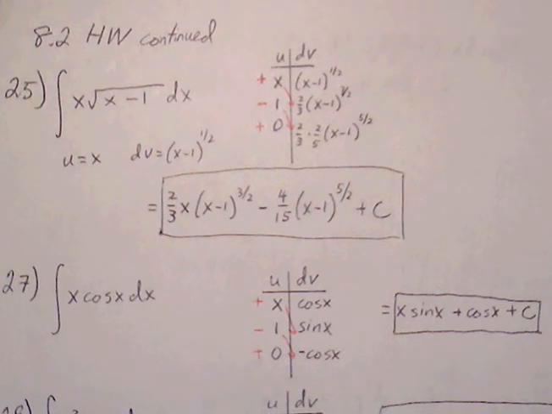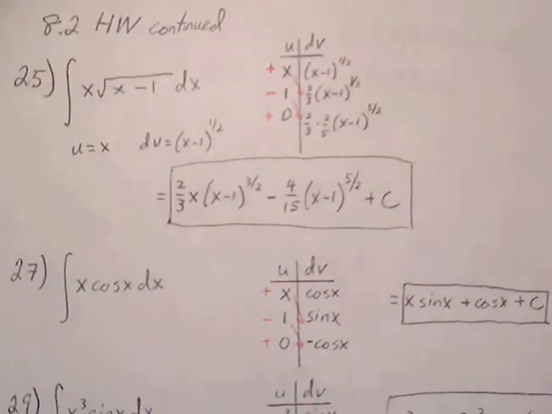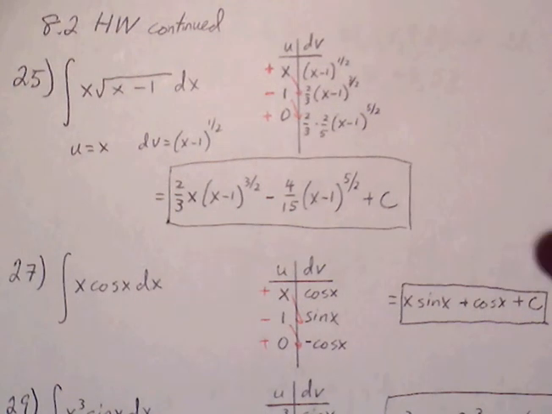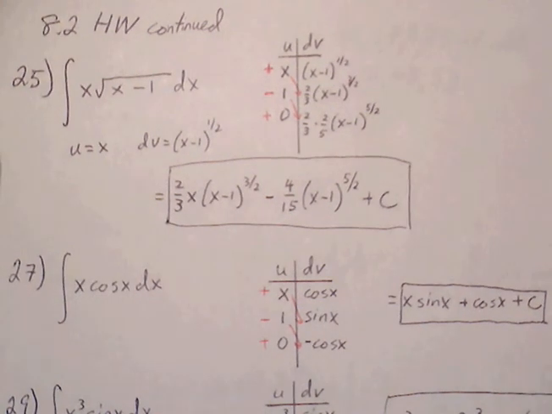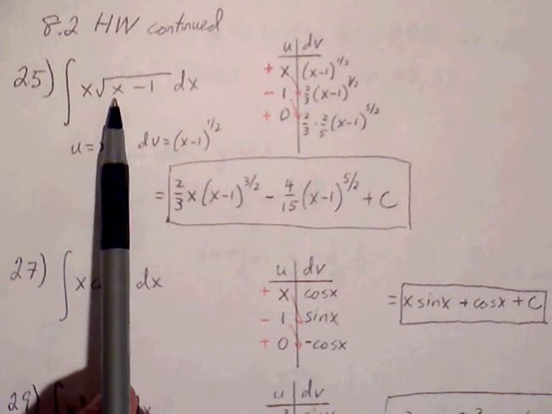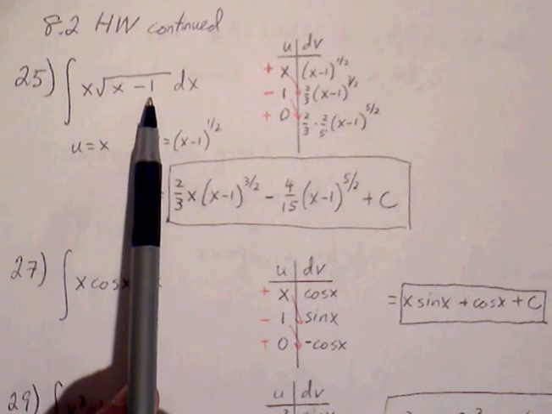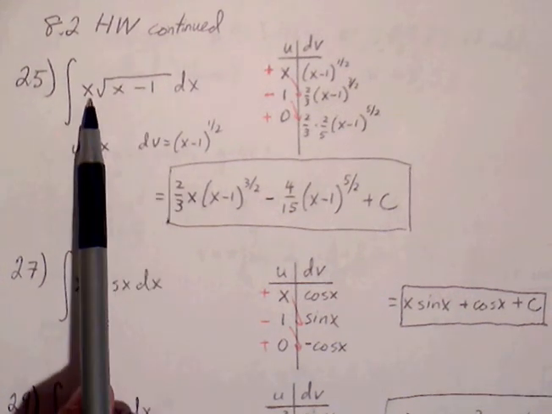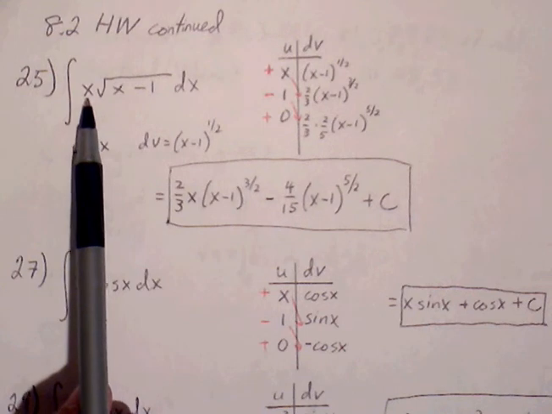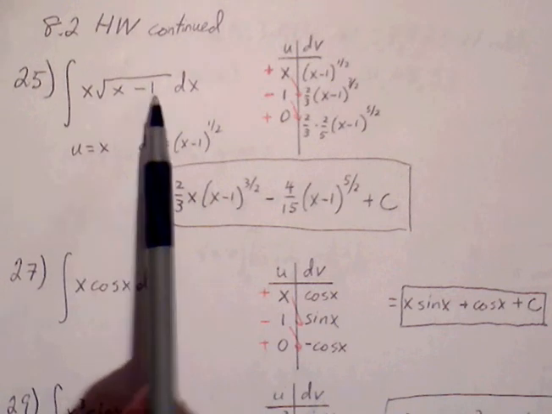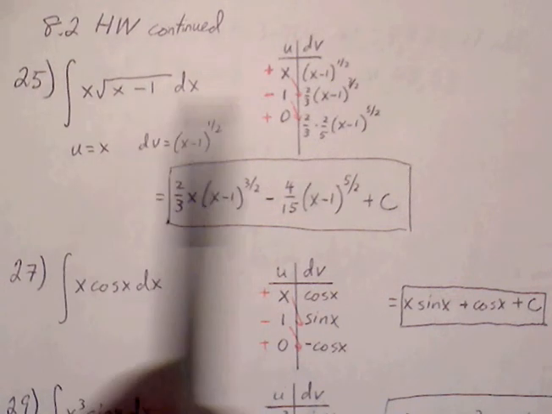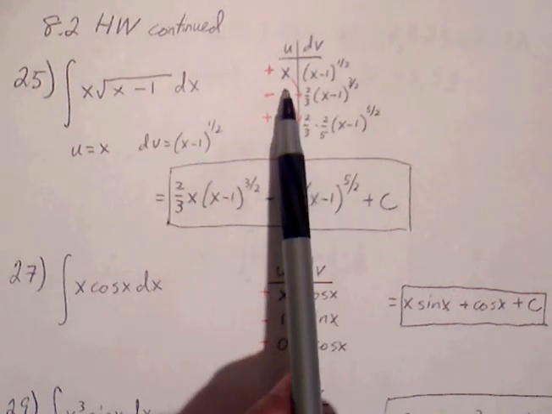Let's go through these final sets of homework problems from section 8.2, integration by parts and tab method. So 25, we have x times the square root of x minus 1. What we can do is let the x value be the u value, and the square root of x minus 1, we're going to let that be our dv.